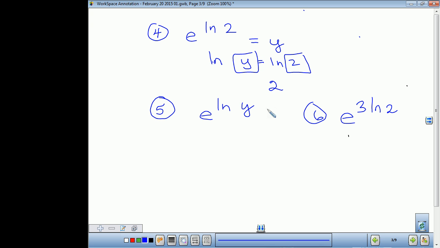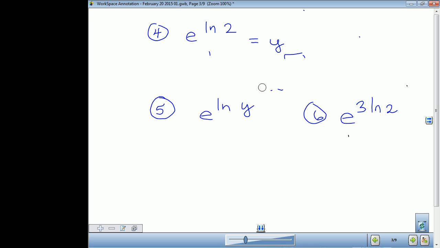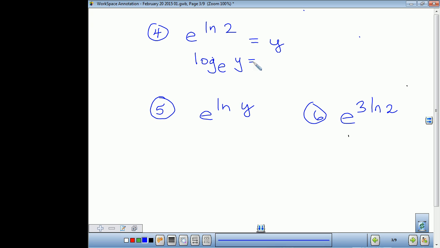Yes, Sid? How did you get ln times y? I don't understand where that came from. I switched forms. This is an exponential form, and I switched to logarithmic, so it becomes log base e of the answer equals the exponent. Then I said, we don't write log base e, we write natural log. So y has to equal 2. So 2 is the answer.